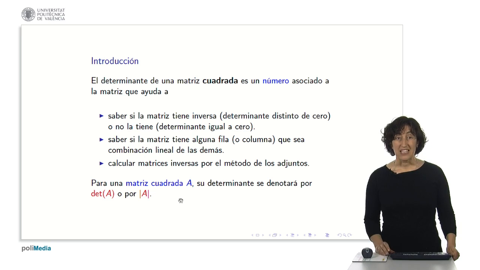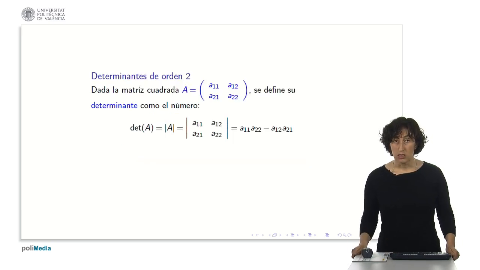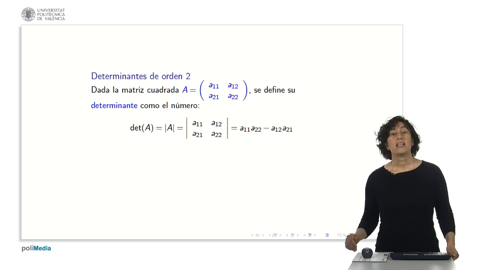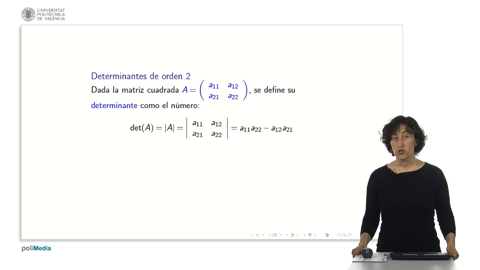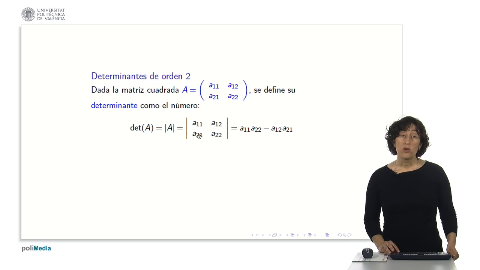We will start by defining the determinants of order 2. The simplest determinant would be order 1, a 1 times 1 matrix, but a 1 times 1 matrix is a number, so the number itself is the determinant. So the next order of matrices would be 2 times 2, 2 rows, 2 columns, and its determinant is defined as the number obtained by multiplying the elements of the main diagonal, a11 times a22, and subtracting the product of the elements of the secondary diagonal, a12 times a21.